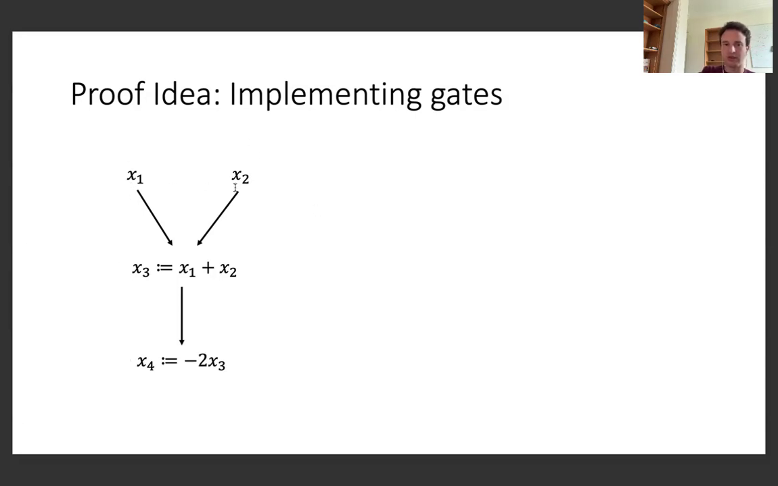So it has two inputs, x1, x2. It has one gate computing the sum of the two, and then another gate multiplying the output by -2, and this is then the output of the circuit. So this circuit just computes the very simple function F down here. So what we show as a first step is that you can write down a quadratic polynomial that actually encodes this circuit.